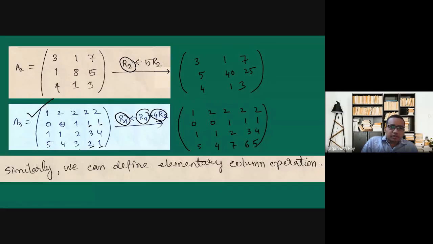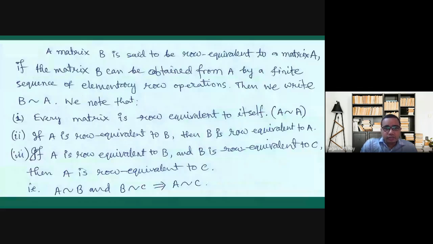So these two matrices are row equivalent. The same operations can be done through column operations. So elementary column operations are analogous to the same. We can do the same thing for columns also. Okay, so that is already done. Row equivalent matrix, it is already defined.